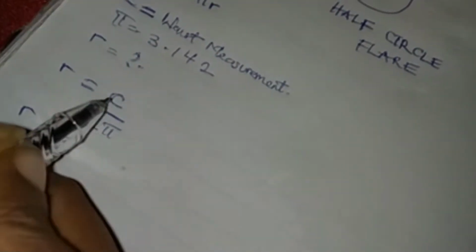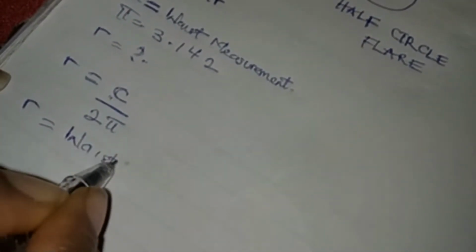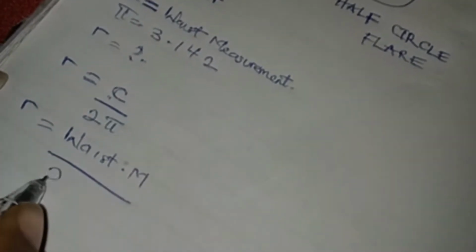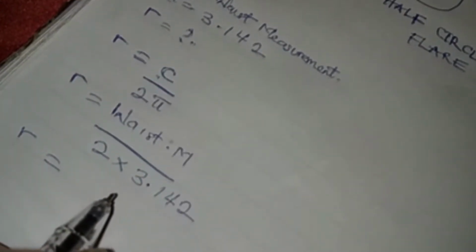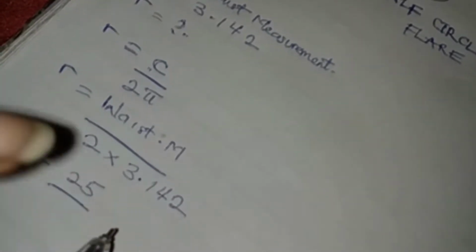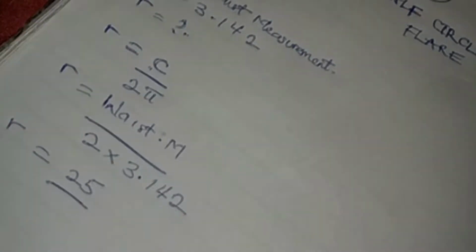The circumference here is the waist measurement. So we'll have waist measurement over 2 times our pi figure, 3.142. Radius equals the waist measurement we have here, 25, over 2 times 3.142. Let's use our calculator. 2 times 3.142, 6.28. So this is what we need for a full circle flare.